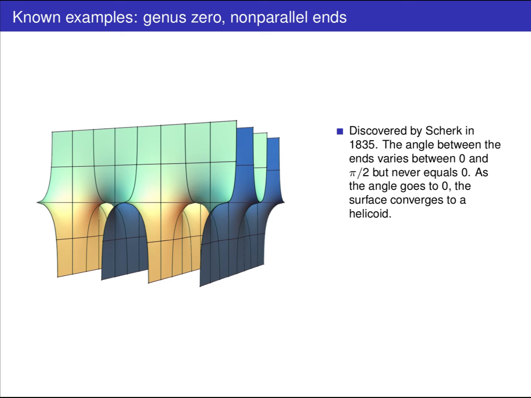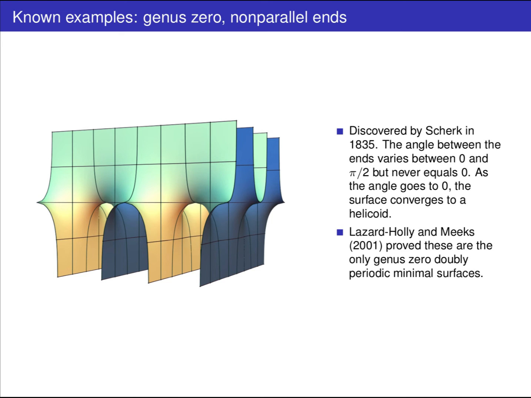Some known examples of doubly periodic surfaces. So this genus 0 non-parallel ends, the doubly periodic Scherk surface, was discovered in 1835. And note the angle between the top and bottom ends varies between 0 and 2 pi, but never equals 0. As the angle goes to 0, the surface converges to a helicoid, if scaled appropriately. Lazard-Holly and Meeks in 2001 proved that these are the only genus 0 doubly periodic minimal surfaces.